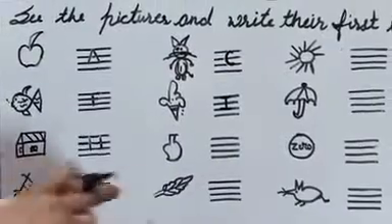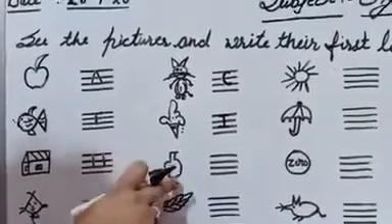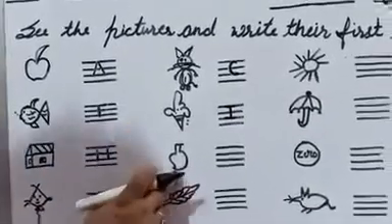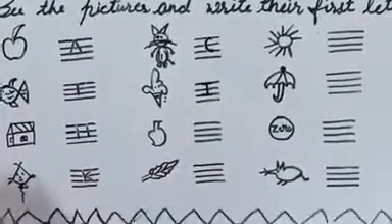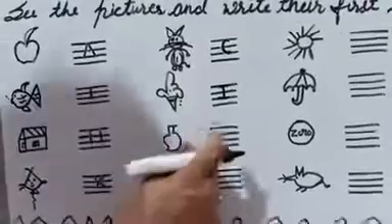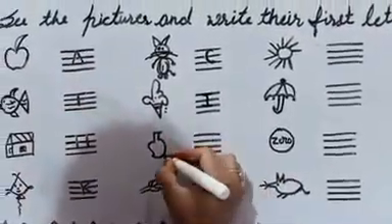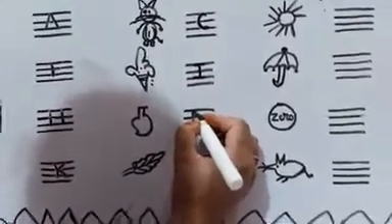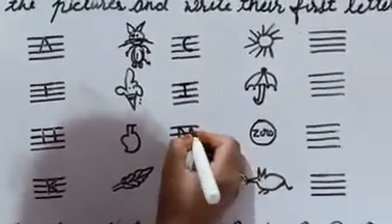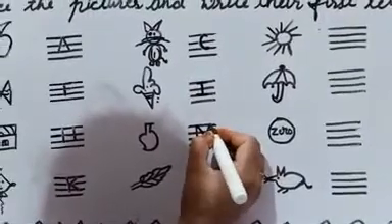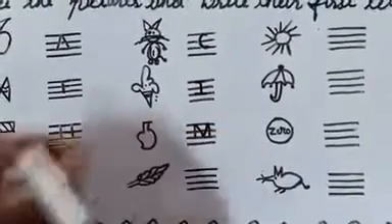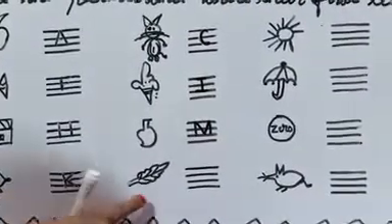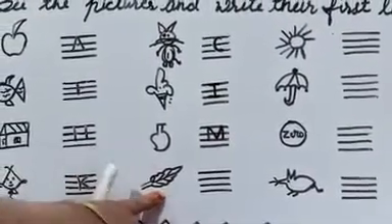And which picture is this? I know, do you like it? M for mango, yummy. Yes, M for mango. So we write M letter, okay? Standing line, then slanting line, again slanting line, and standing line. M for mango. And can you tell me, guys, which picture is this?